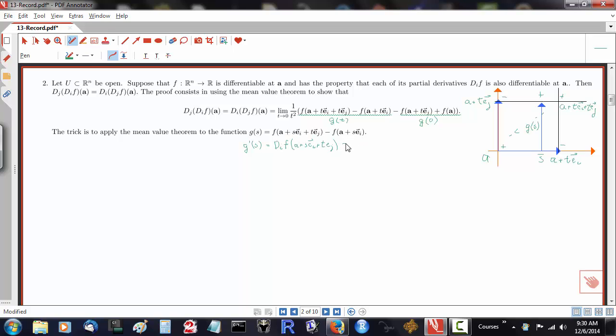Second one is very similar, except that we don't have the t e sub j. The derivative of the second term with respect to s is just the ith partial derivative of f evaluated at a plus s times e sub i. Now I'm going to apply the mean value theorem.